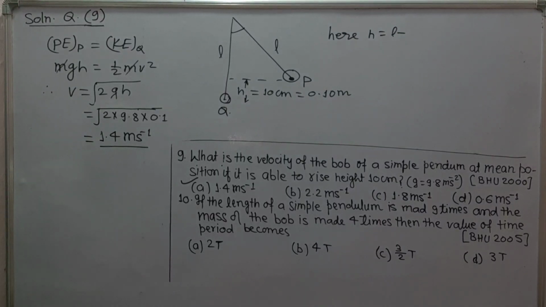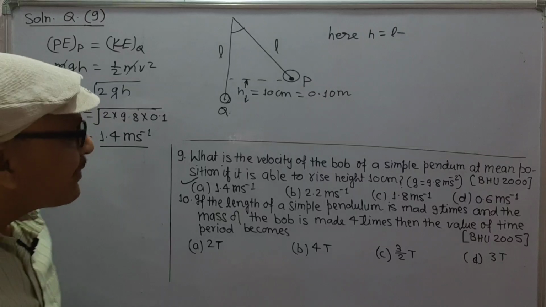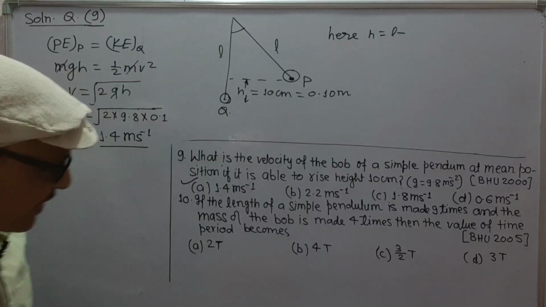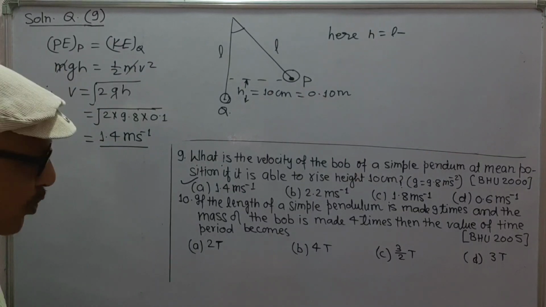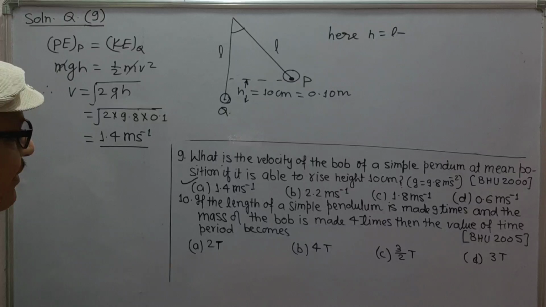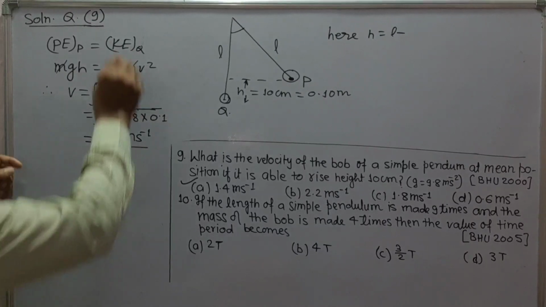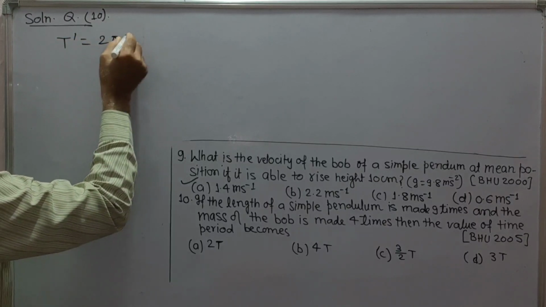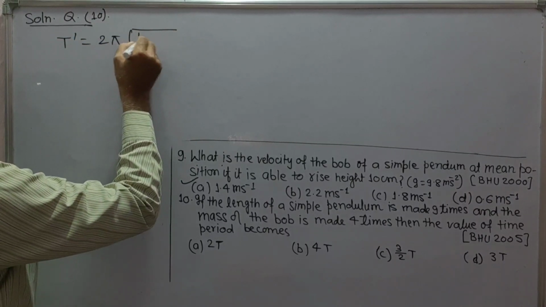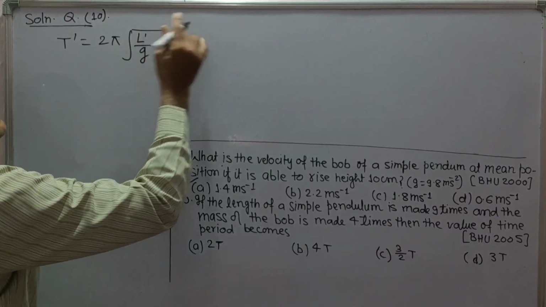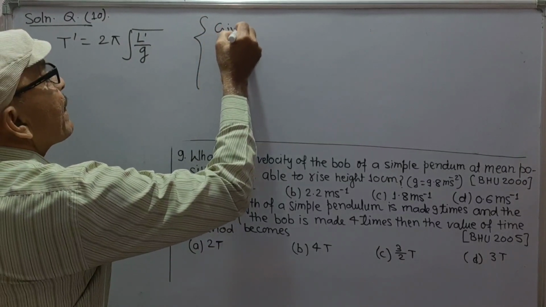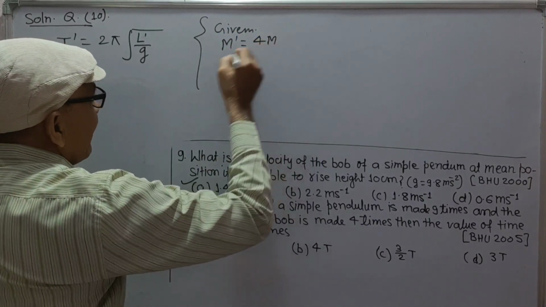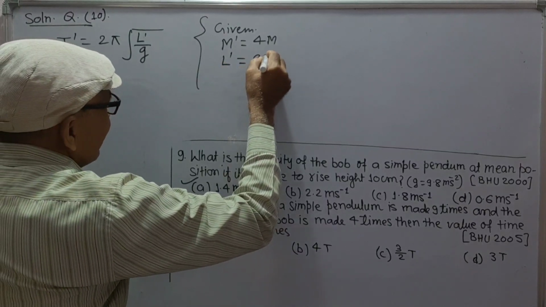Next question number 10. The question is, if the length of a simple pendulum is made 9 times and the mass of the bob is made 4 times, then the value of time period becomes. So solution to question 10. Here T dash will be equal to 2 pi under root L dash upon G, given m dash is 4m and L dash is 9L.